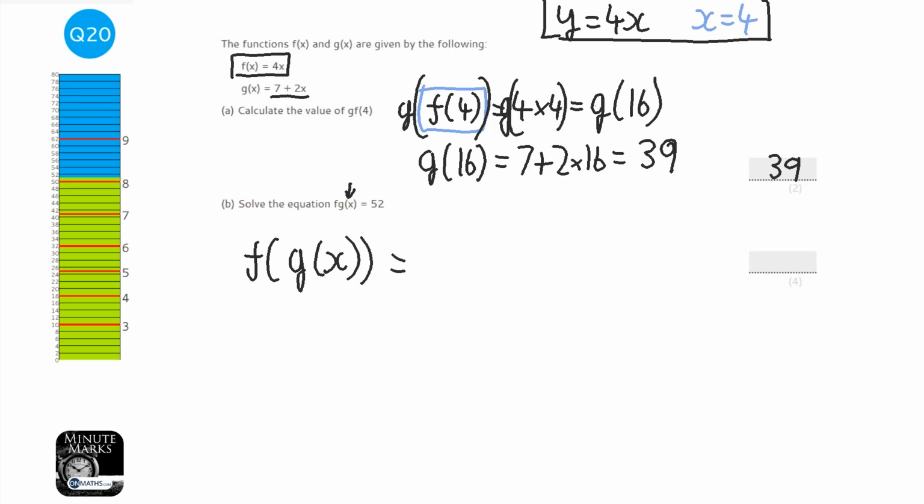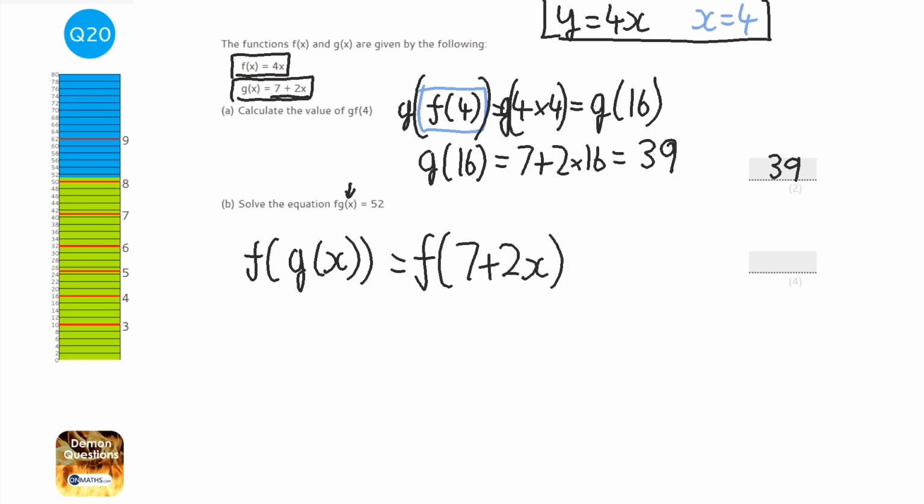And now g of x is just given to us in the question. It's this bit here, so it's going to be 7 plus 2x. Now f wants to then use that 7 plus 2x and feed it into the f of x equation. So f of x is 4 times x. We're feeding in the 7 plus 2x, so it's going to be 4 times (7 plus 2x).